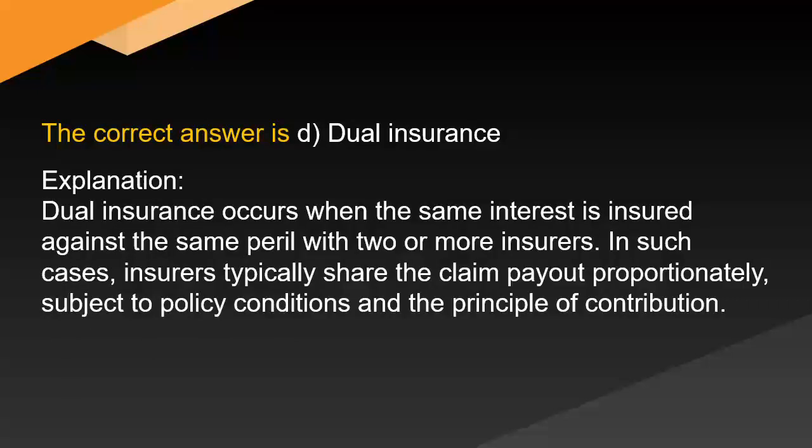The correct answer is D. Dual insurance. Explanation. Dual insurance occurs when the same interest is insured against the same peril with two or more insurers. In such cases, insurers typically share the claim payout proportionately, subject to policy conditions and the principle of contribution.